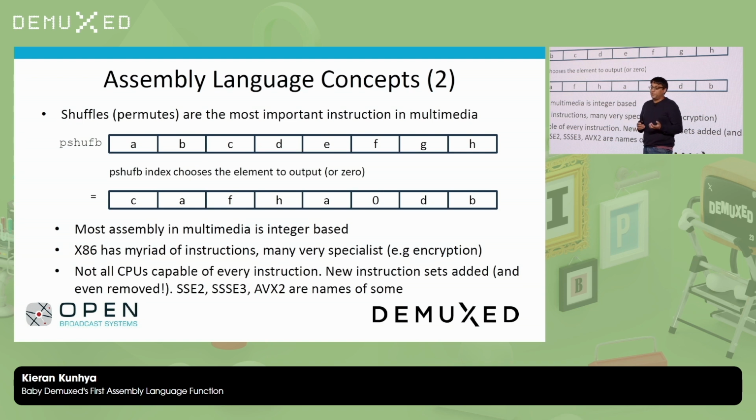It's worth saying not all CPUs are capable of every instruction. New instruction sets are added, and actually from time to time removed, which is super controversial. And Ronald will be going a lot more into this, but examples are SSE2, SSE3, AVX2, and you'll see Ronald talk a lot more about those.